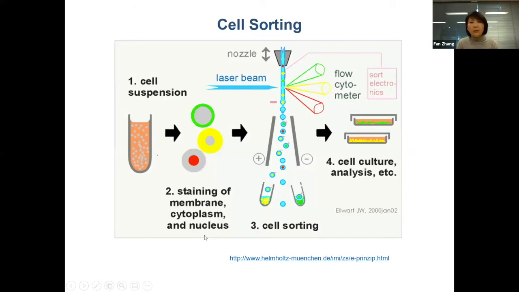The power of flow cytometry comes with cell sorting. According to the different fluorescent markers on the cell, we can define the population of interest. These cells are isolated by electrostatic sorting. So this purified population of cells can be subcultured or applied to further analysis.